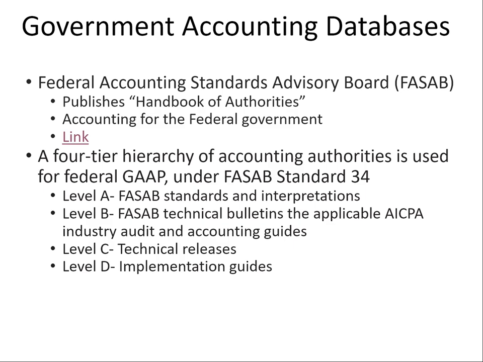Like any accounting standards, it has a hierarchy of accounting authorities used for federal accounting. Under the FASAB Standard 34, we have basically four levels. At the top, we have the FASAB standards and interpretations, followed by the FASAB technical bulletins and the applicable AICPA industry audit and accounting guides. Then we have the technical releases, and finally the implementation guides. Those are the four-tier hierarchy of accounting authorities for federal accounting.